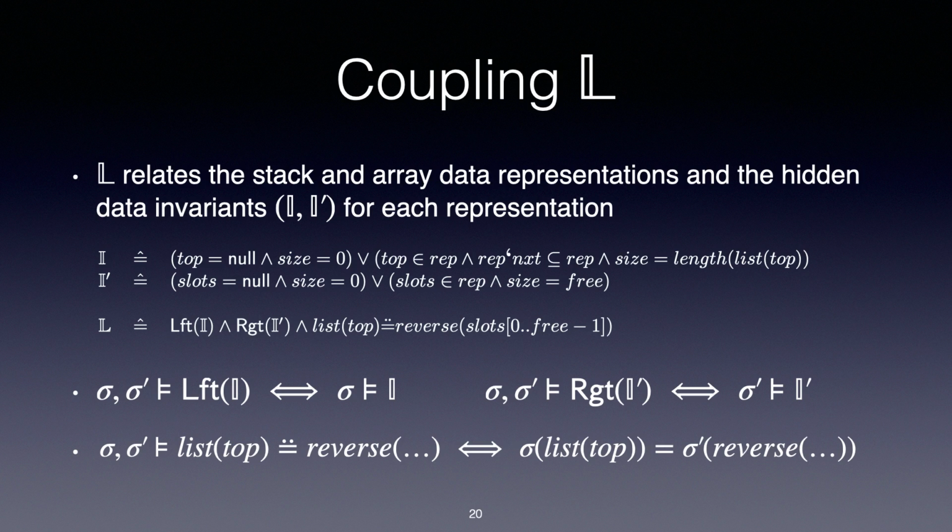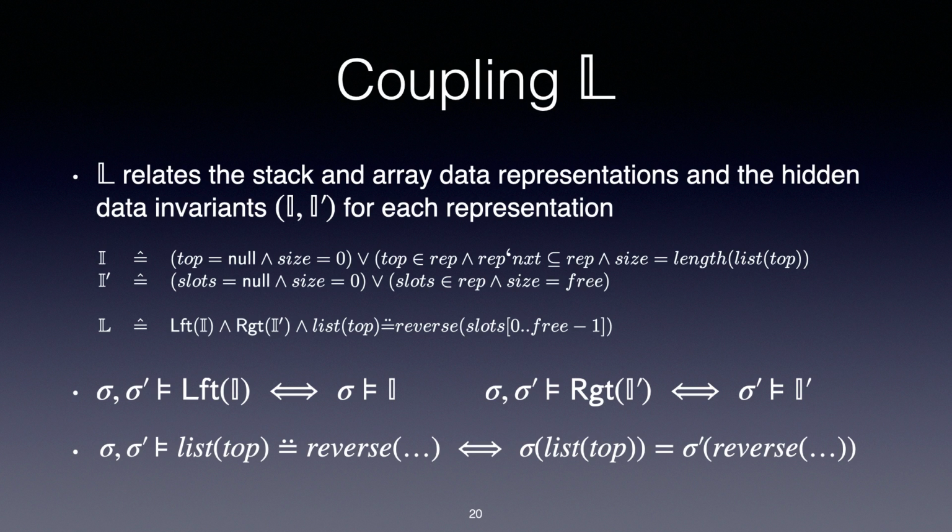So L is a relational formula. It says left of I and right of I dash and something which is equal. So let me say what left of I means. Left of I basically is a relational formula, but it's the relational lift of the unary formula I. So in two states, sigma and sigma dash, left of I holds, provided in the left state sigma I holds. And likewise for right of I dash. So L is the conjunction of left of I and right of I dash.